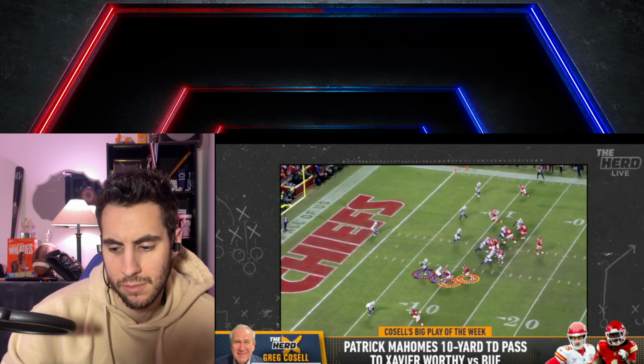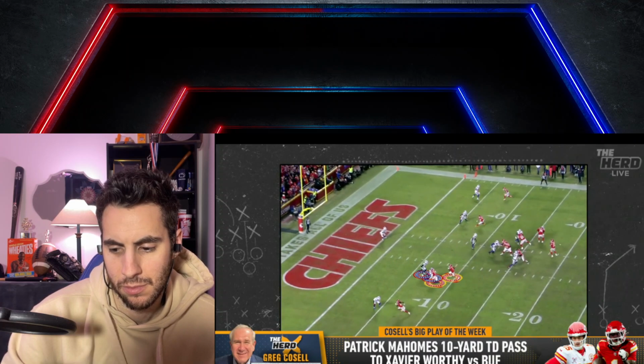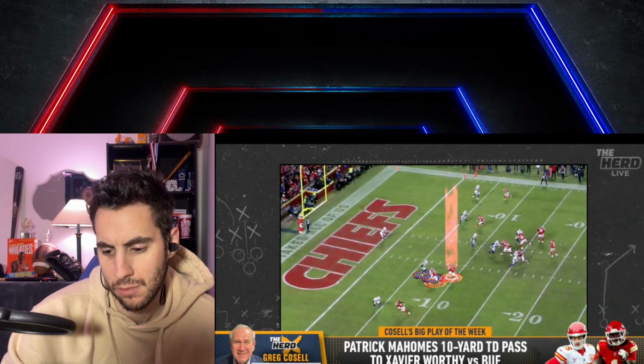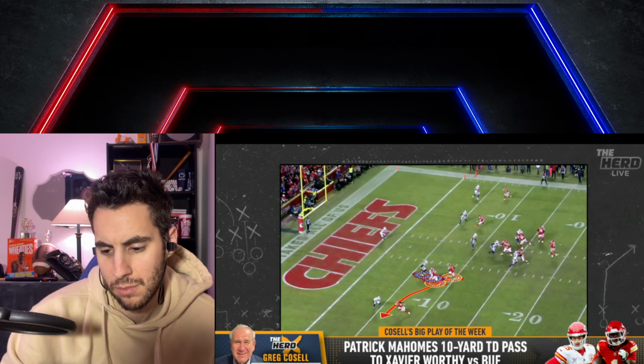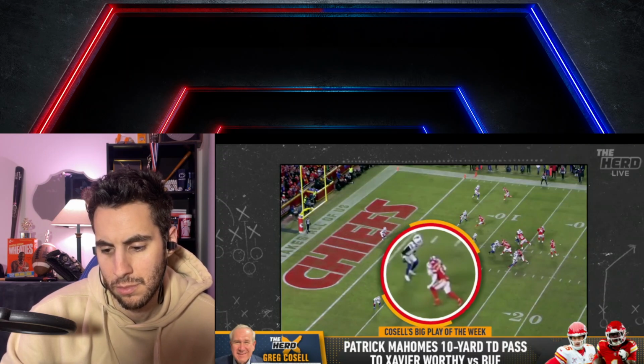So what they end up doing here is they run a natural pick concept. This is not illegal. Smith-Schuster releases vertically, and he basically is going to pick Hamlin. And now Worthy's going to break outside. So Hamlin has traffic to work through. He has to decide: do I go over the top of this? Do I try to get underneath it? What do I do? There's a pick right in front of me.